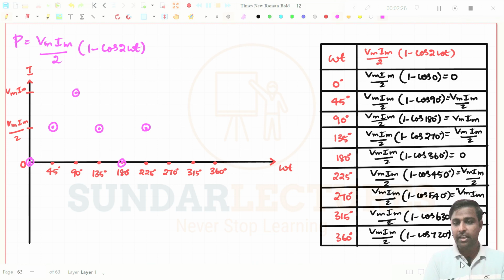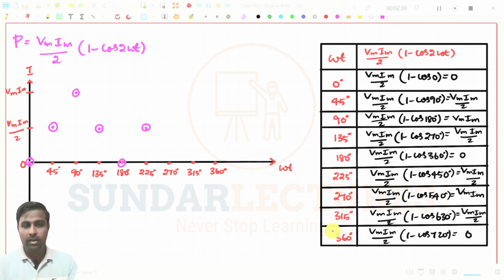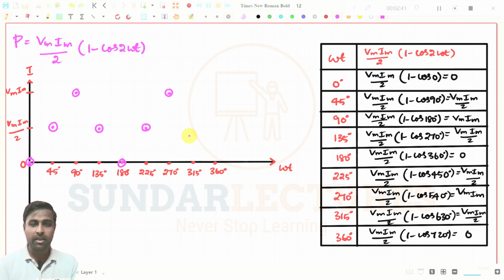And at 270 degree, I just put down here. So at 270 degree, it will be Vm Im. You just substitute these kinds of values, you will get these values. And at 315 degree, it becomes Vm Im by 2. This will come around here. And at 360 degree, it becomes 0, right? See, if I connect all these points, I'm just connecting them down, it will be like this.